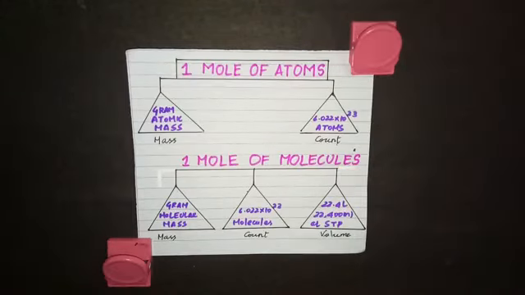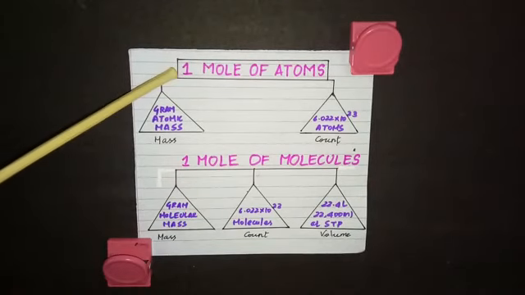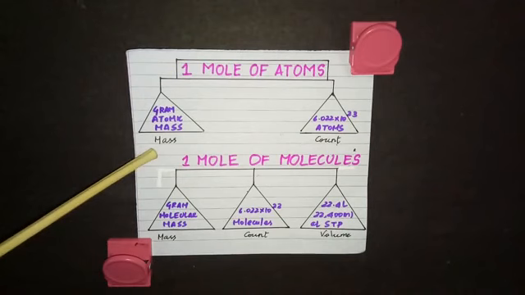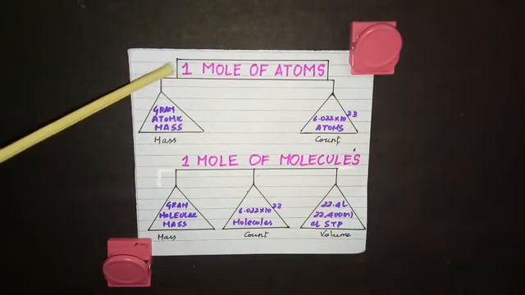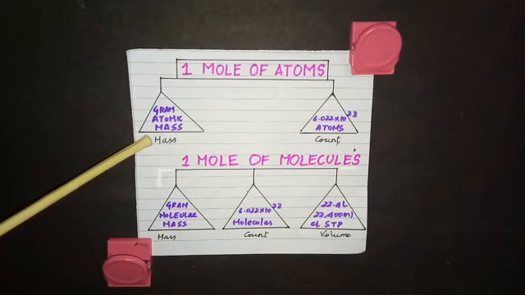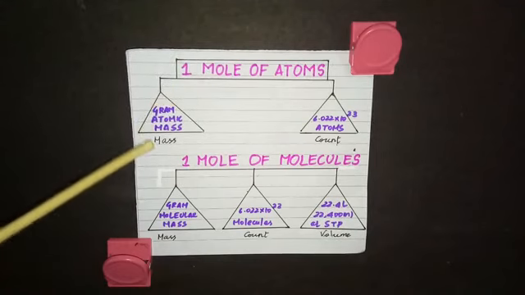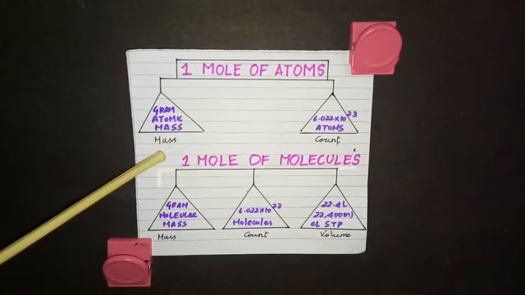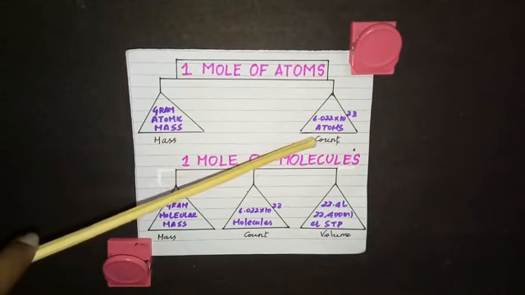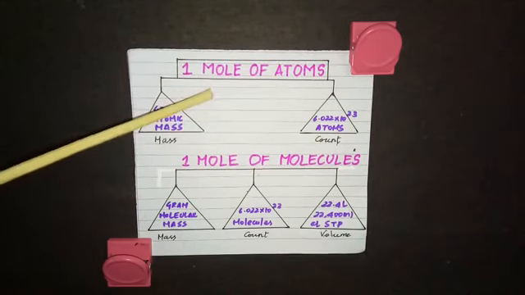Now look at this flowchart kind of thing. 1 mole of atoms, the relation between the mass and the count. 1 mole of any atom will have a mass of its gram atomic mass. Whatever atom you are taking, if you are taking 1 mole, that mass will be equal to its gram atomic mass. And the number of atoms in that 1 mole will be equal to 6.022 into 10 to the power 23 atoms. This is in the case of atoms, 1 mole of atoms.